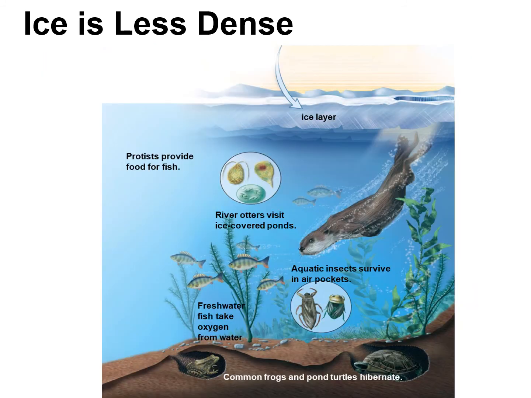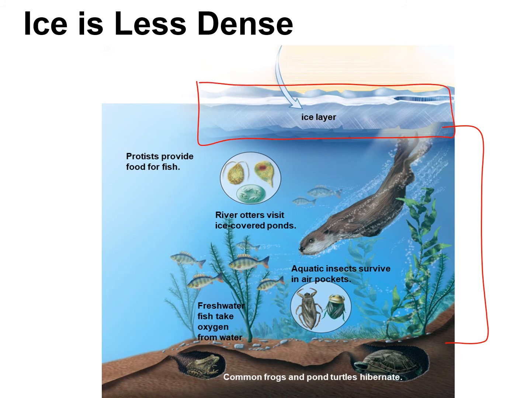And this is very important for organisms that live in the water. So when temperatures fall, ice forms, and the ice layer, instead of sinking to the bottom of the pond, is going to float on the top. And when it floats on the top, it will create an insulating effect. So the organisms below in the water will actually be insulated and they won't die during cold weather.